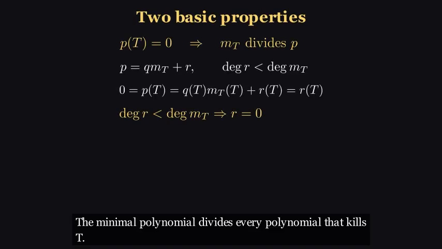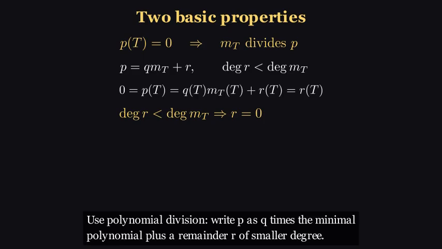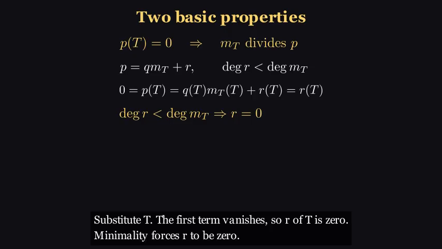The minimal polynomial divides every polynomial that kills T. Use polynomial division. Write p as q times the minimal polynomial plus a remainder r of smaller degree. Substitute T. The first term vanishes, so r of T is 0. Minimality forces r to be 0.